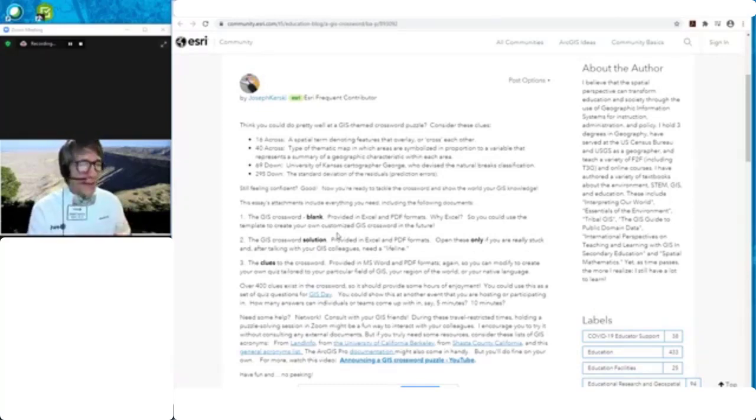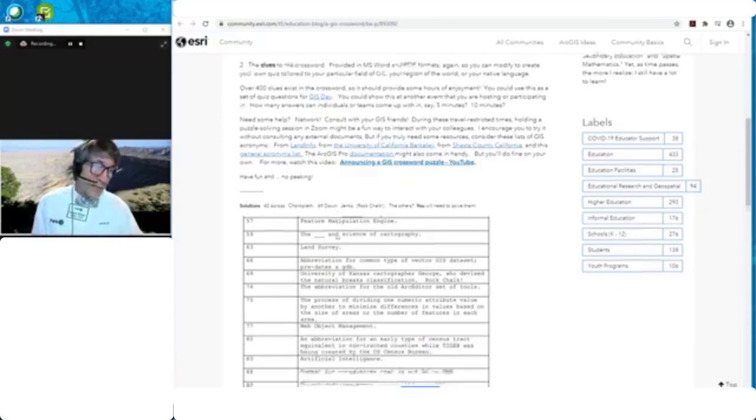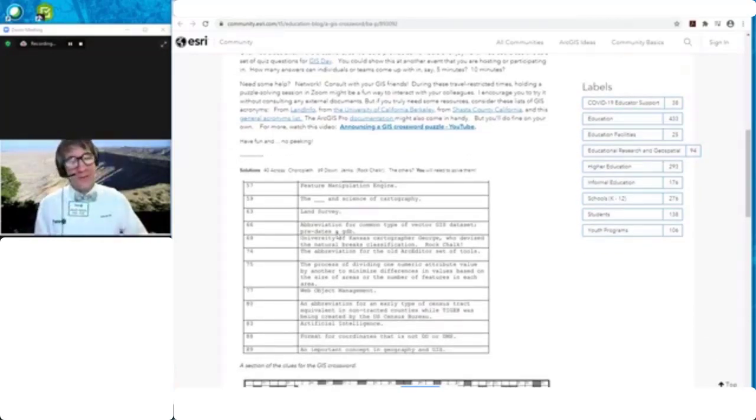Hey, I'm not going to give you all the answers. You need to go and take this crossword puzzle. Seriously. I've got it in Excel and also PDF formats. Why Excel? Well, so that you could actually use the template to create your own customized crossword if you want to in the future. But feel free to use that one in any of the forms that I've got, and I hope it's a fun way for you to test your knowledge, and you could be working on it this weekend. Hey, Joseph, I'm working on the crossword puzzle. And don't worry, I provide all the answers, but no peeking, no peeking. See how many you can get without peeking.